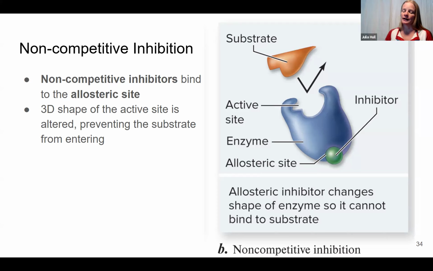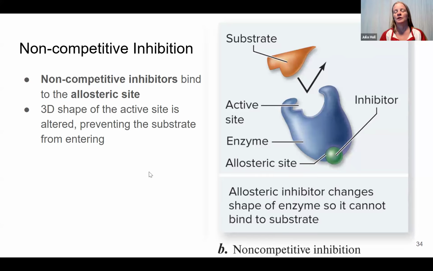Okay. So this inhibitor is coming in to the allosteric site, docking onto that back pocket, changing the three-dimensional shape of the active site, and now the shape of the active site no longer fits the shape of the substrate, and we don't have that chemical reaction being catalyzed anymore.